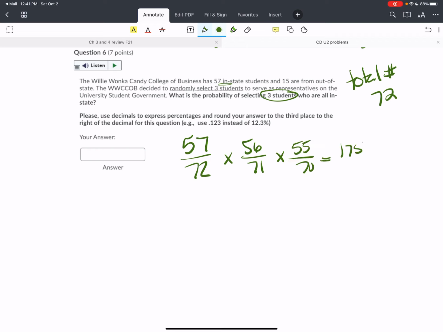And so when we get this, we'll have these really big numbers. Here's our numbers here. And then when we divide it out, you'll get an answer of 0.491, or about a 50% chance that all 3 would be in-state. Because look at those numbers. The majority of the students in this college happen to be in-state.